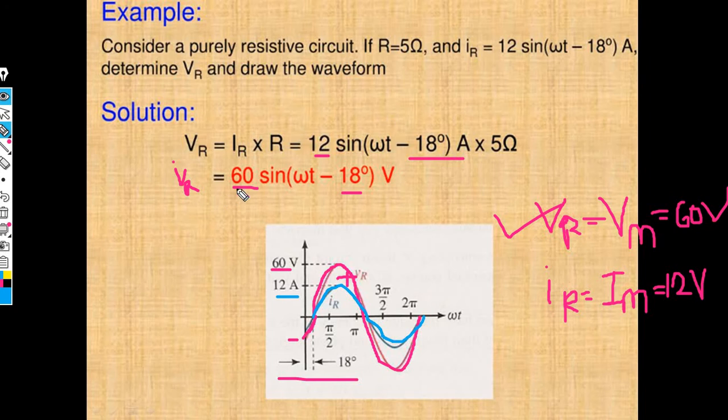That means in this equation, first we have to draw the VR waveform, then we have to draw IR. This is the waveform of VR and IR, that is, voltage across a resistive circuit and current across a resistive circuit. VR is equal to Vm, where Vm is 60 volt, and IR is equal to Im, where the Im value is 12. Now this is a simple problem based on a purely resistive circuit.